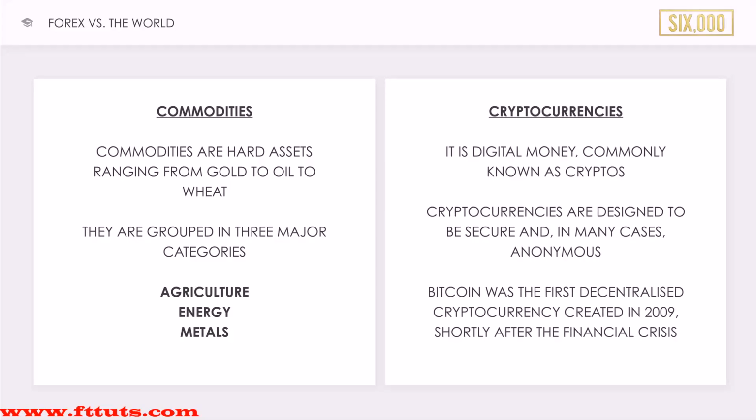Cryptocurrencies. It is digital money, commonly known as cryptos. Cryptocurrencies are designed to be secure and in many cases anonymous. And Bitcoin was the first decentralized cryptocurrency, created in 2009. So this was shortly after the financial crisis. Cryptocurrencies typically after 2014 became extremely popular, and now it's a newly emerging market.